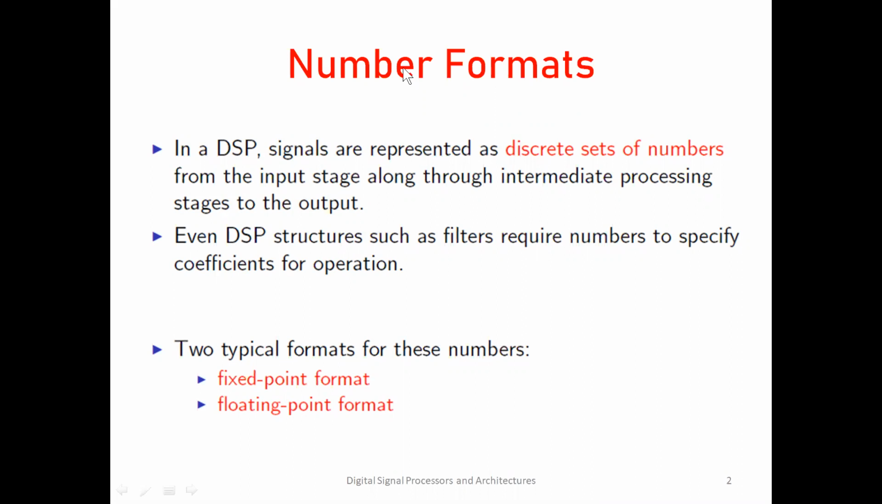So we already know that in DSP, either to represent the signals or to represent the filter coefficients, we need numbers. So how do we represent these discrete sets of numbers that are required to represent signals and filter coefficients? Basically, there are two types of formats available to represent the numbers. One is the fixed point format and the other one is the floating point format.